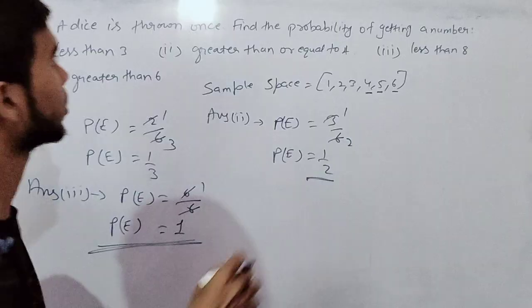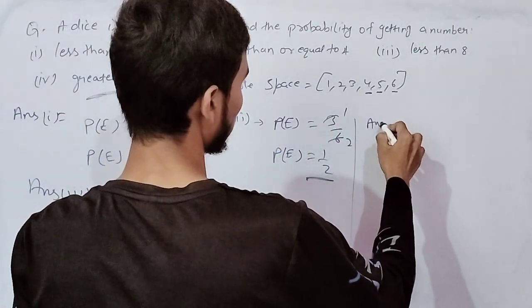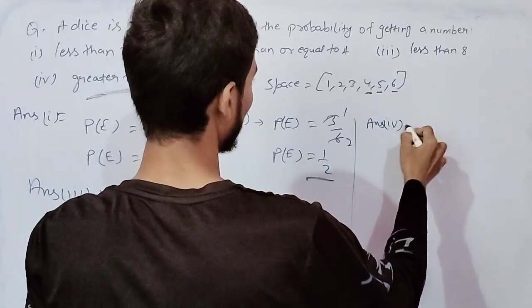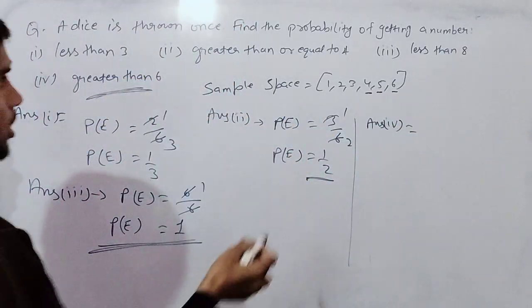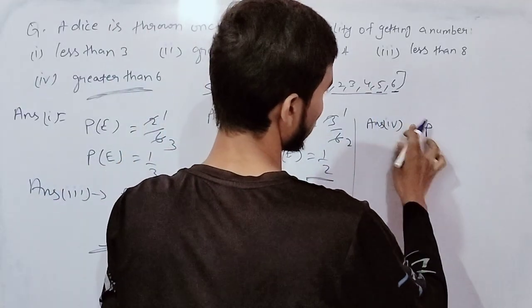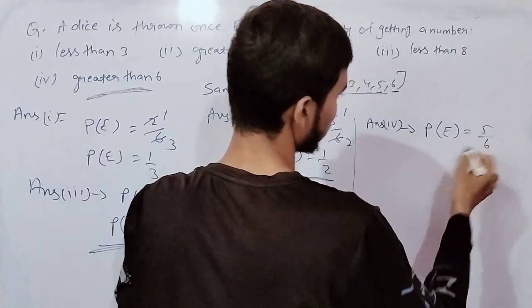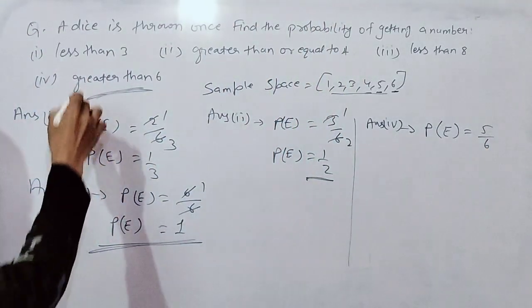And what about this? Greater than 6. There are 5 numbers. 5 upon 6. This is the probability of this question.